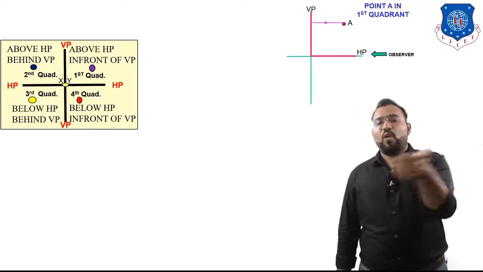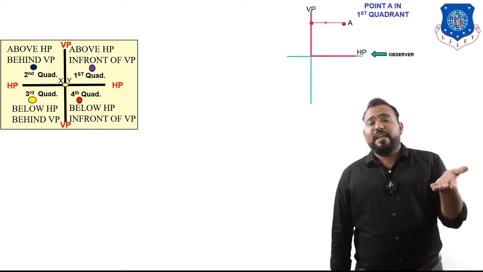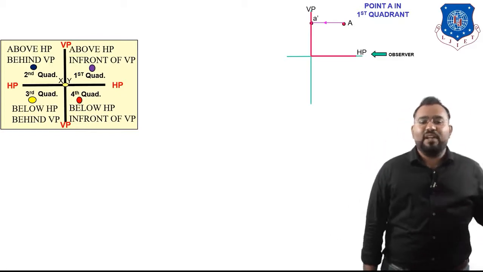Yes, you can see the arrow which shows the projection of the point A on VP, and it is going to be denoted by A dash. Why? Because it is the front view, that we have already seen in the notation.